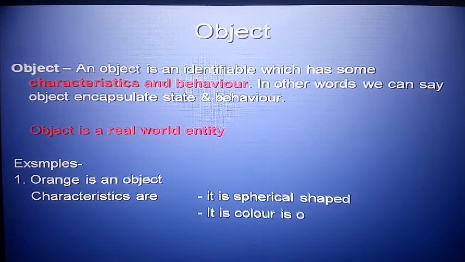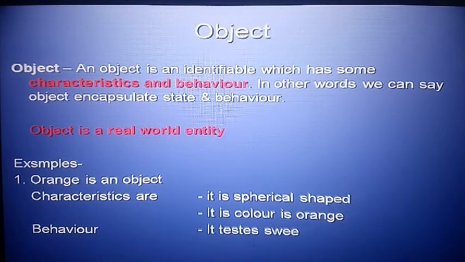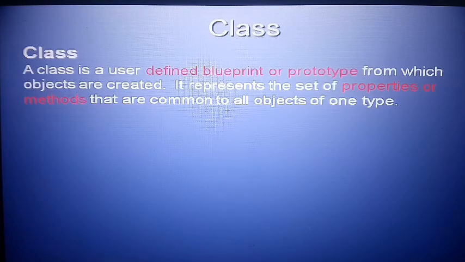The previous class already explained examples. Here I will discuss an example like an orange. Characteristics of an orange: it has a spherical shape, the color is orange. Behavior: the taste is sweet and sour. Class was already defined, but I want to explain it again.